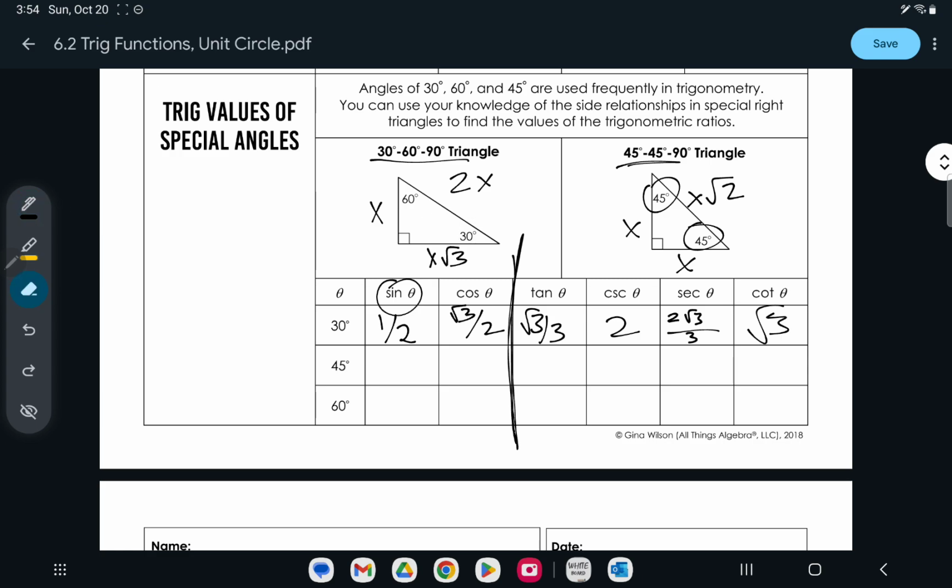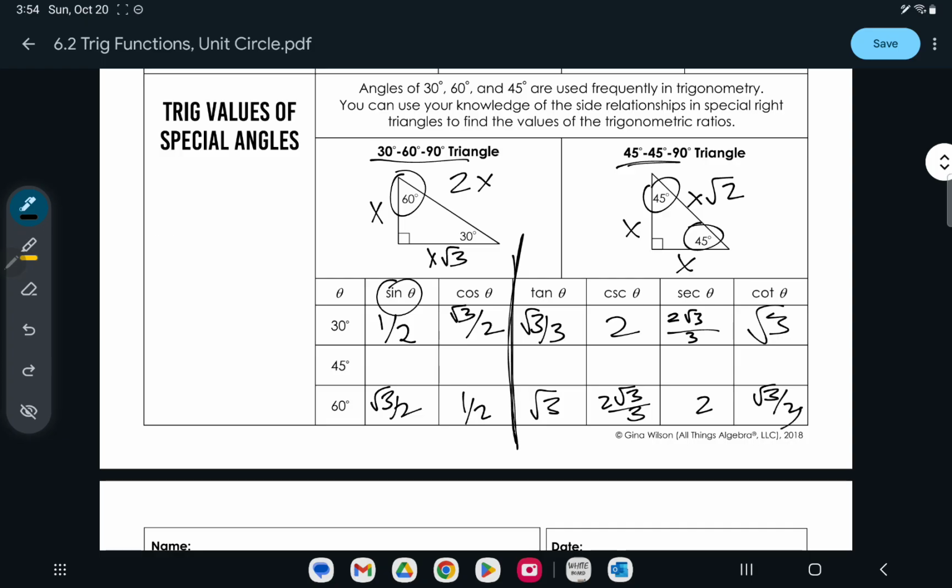60 is just flip-flop the sine and cosine because we flip-flopped the opposite and adjacent. So root 3 over 2, 1/2. Let's look at root 3, 2 root 3 over 3, 2, and root 3 over 3.